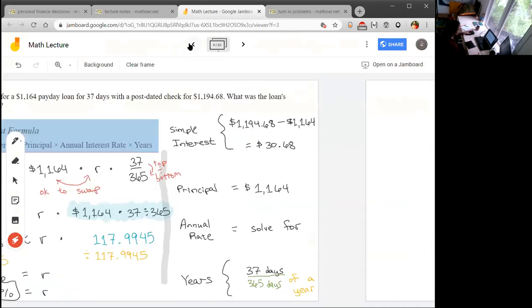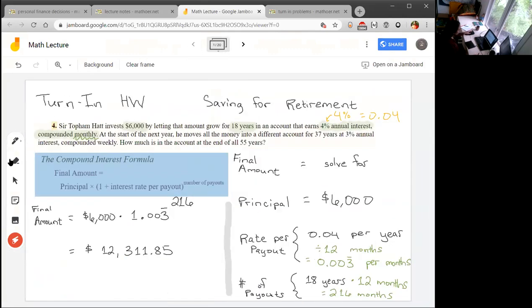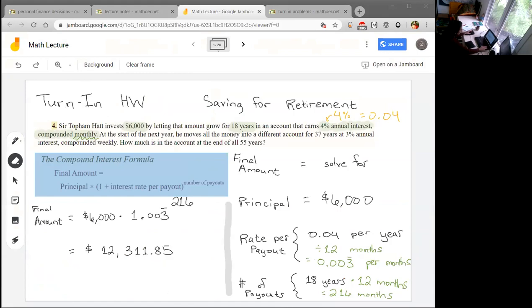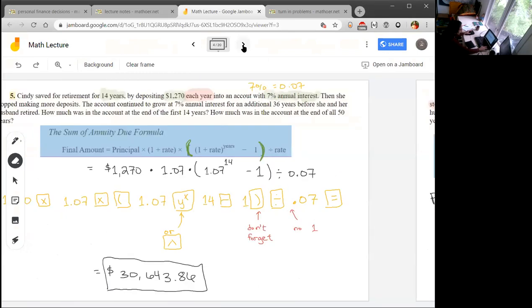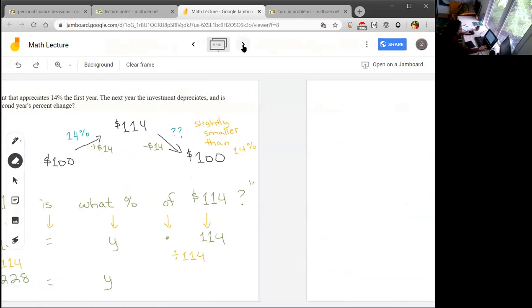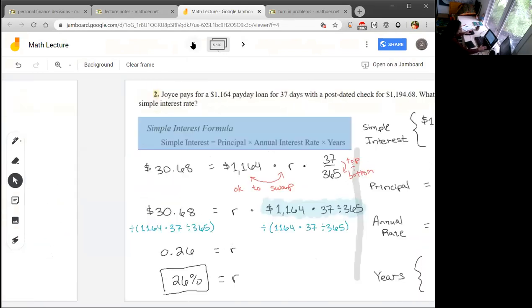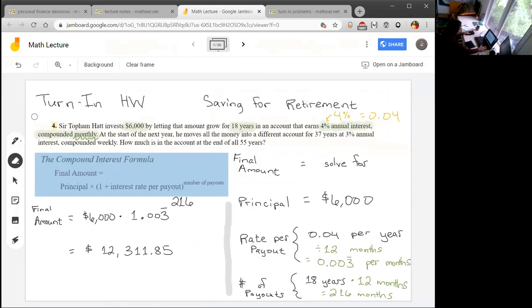Did I say turn in at the beginning? Yes, one moment, let me fix it. So we're about to do the turn in homework for saving for retirement, but before it was the random. No one caught me and corrected me.